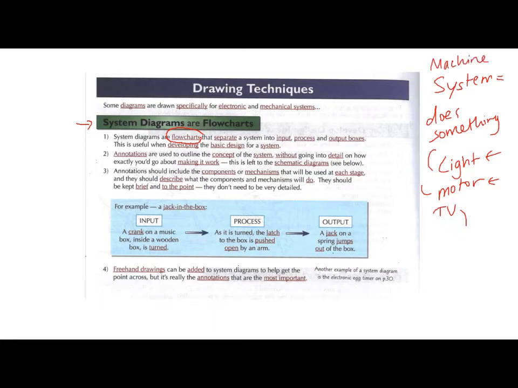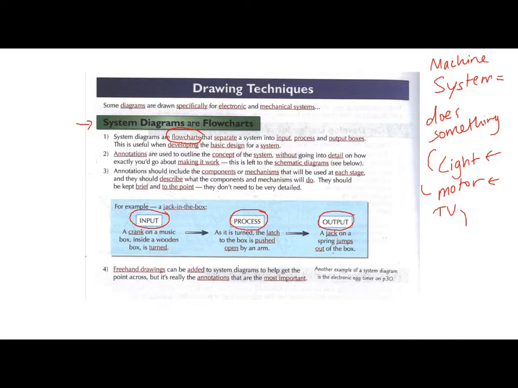Okay, so what a system diagram does is it splits the actual system, the machine let's say, into an input, a process, something that happens, and then an output. Okay, and this is useful when developing a basic design for a system. So some of you that do computer science may see this kind of process used quite a lot for programming of different systems, but it can also be used in mechanical systems and in machines.